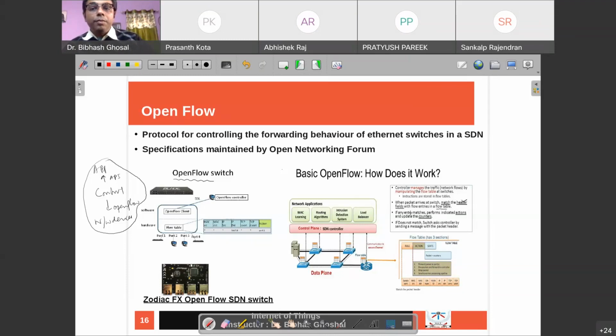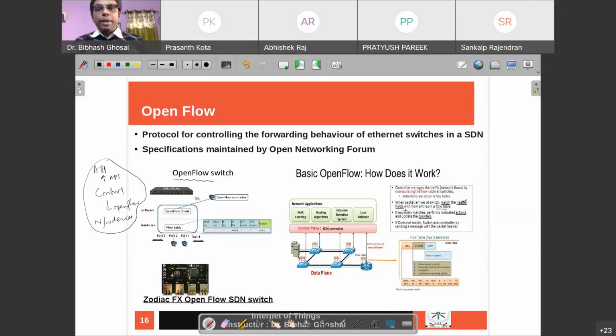Now, if the entry matches, whatever the corresponding action is to be taken, it does that. But if it does not match, that means the switch is unaware of that particular packet. The switch then sends a request to the controller saying, please do something with the packet, and the controller handles the problem. So this is the typical way in which things work.